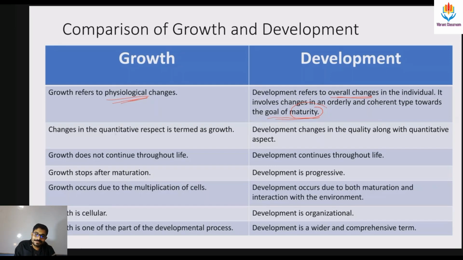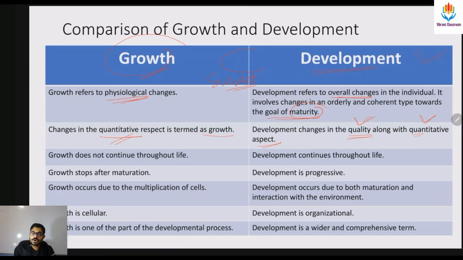Changes in a quantitative respect are termed growth. Similarly, development involves changes in quality along with quantity. So, as we know, growth is a subset of development. Growth is a quantitative process, but development is both a qualitative and quantitative process.